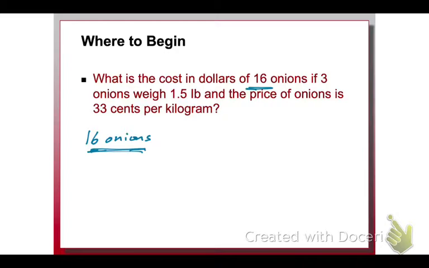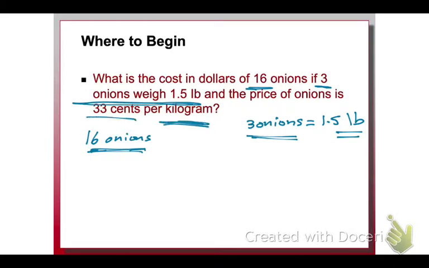So let's look at the facts. Every fact is considered to be an equality, and every equality is considered to be a conversion factor. In this question, the fact is every 3 onions are equal to 1.5 pound. So I have a relationship between a quantity of onions and mass. What else do I have? I have that a kilogram of onions does cost 33 cents. So I have a relationship between mass and money. So now my plan is to take a quantity to mass and mass to money.